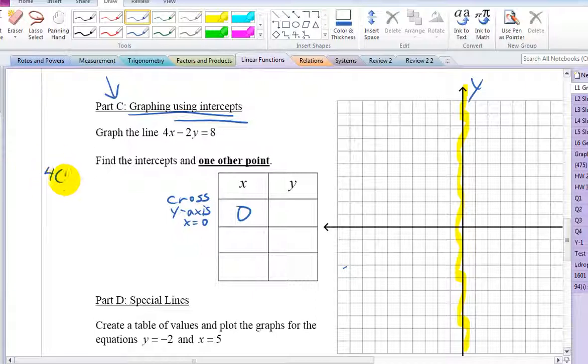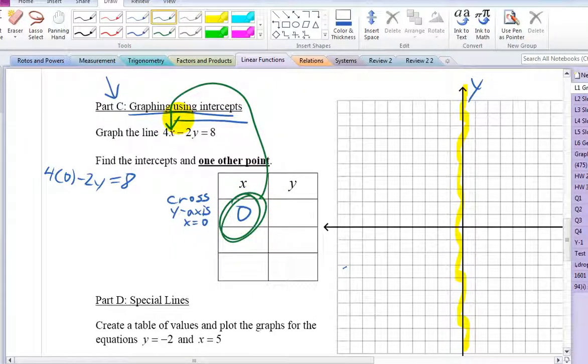Okay. So we can then find the y value. So 4 times 0 minus 2y equals 8. All I'm doing is taking this 0 value, substituting into my equation, and then I'm going to figure out what y equals by doing the math. Okay, so go ahead and do that right now. Do a little bit of algebra. We will get 0 minus 2y equals 8, because 4 times 0 is 0.